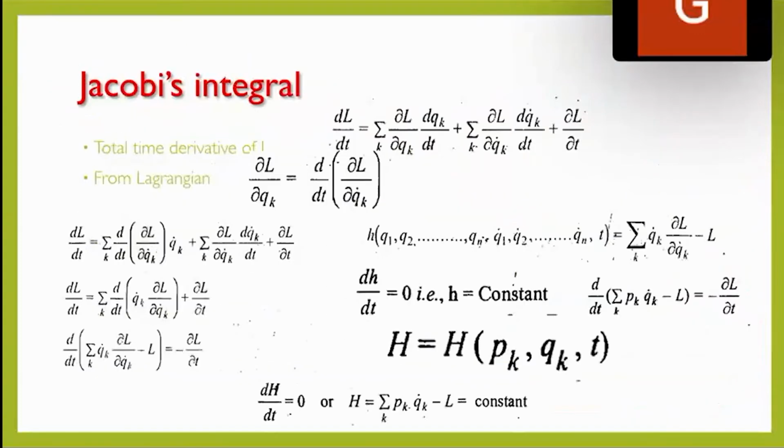Okay, ignorable coordinate. Now moving on to how to derive Hamilton's equations of motion. Before deriving them, I would like to point out something. We know that the Hamiltonian is a function of p_k, q_k, and t. That is your generalized coordinate, generalized momentum, and time.